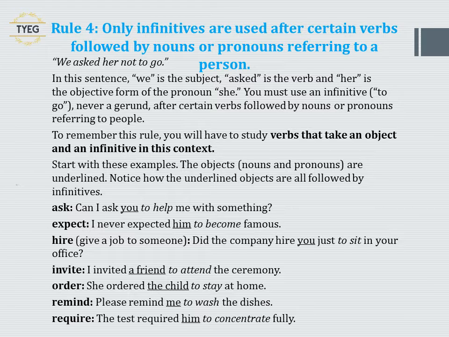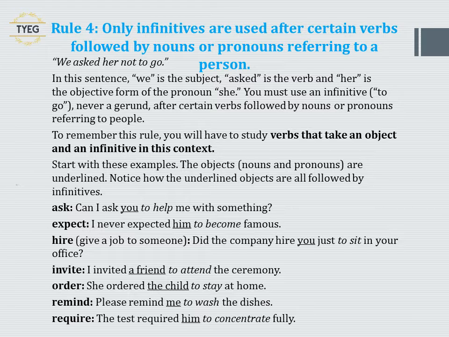You must use an infinitive, to go, never a gerund, after certain verbs followed by nouns or pronouns referring to people. To remember this rule, you will have to study verbs that take an object and an infinitive in this context. Start with these examples. The objects, nouns and pronouns, are underlined. Notice how the underlined objects are all followed by infinitives.